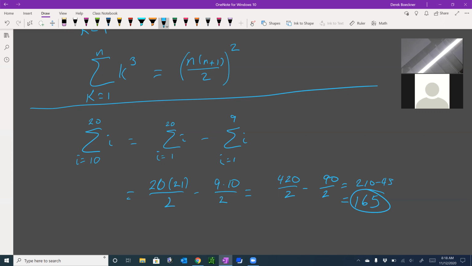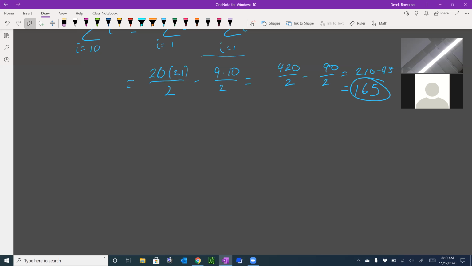Questions on that one? So this says start at 1 and go to 20 and add them all up, right? I only want to start at 10 and go to 20. So the ones that I don't want to add up are 1 through 9, so I have to take away the ones that are 1 through 9. Does that make sense? Okay.